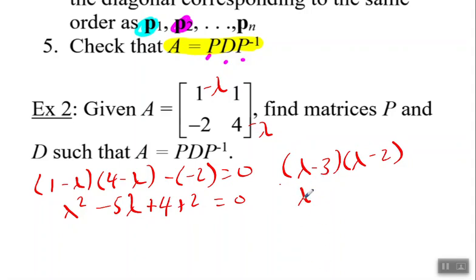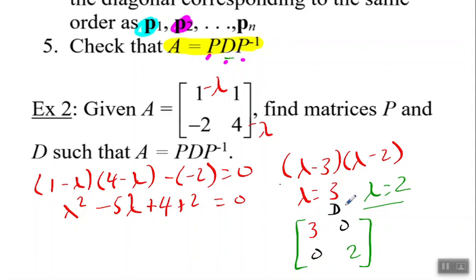At this point, the first eigenvalue is 3. And I'm going to color code these just to make sure. So we can go ahead and build our diagonal matrix, so we know what D is. D is going to be: the first one is 3, the second one is 2, and all the other values are 0. So that's our diagonal matrix. We already have D.